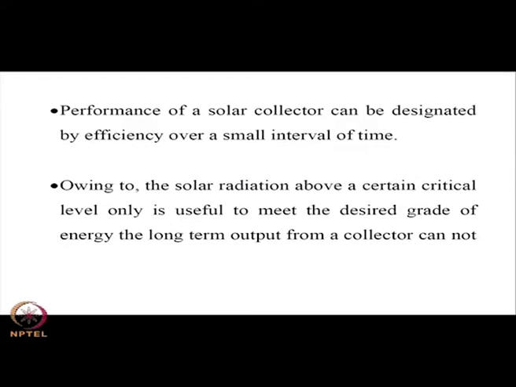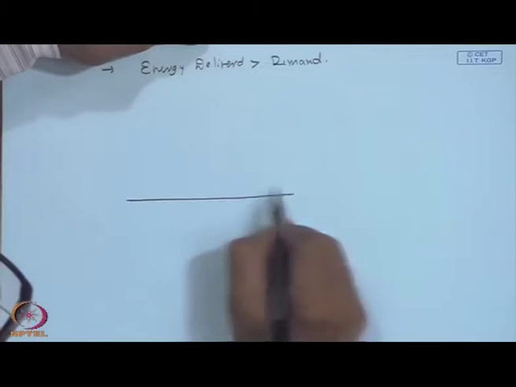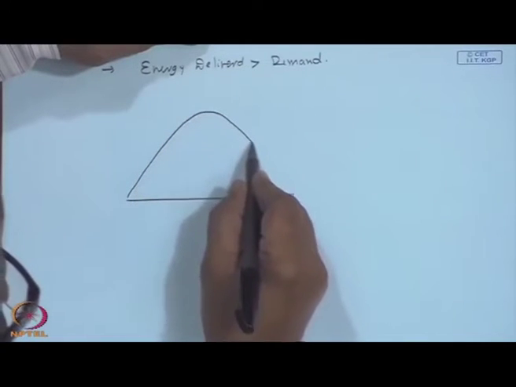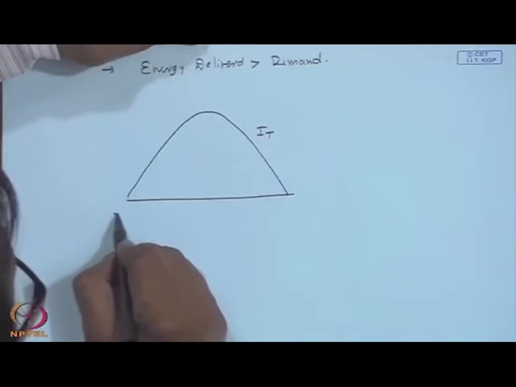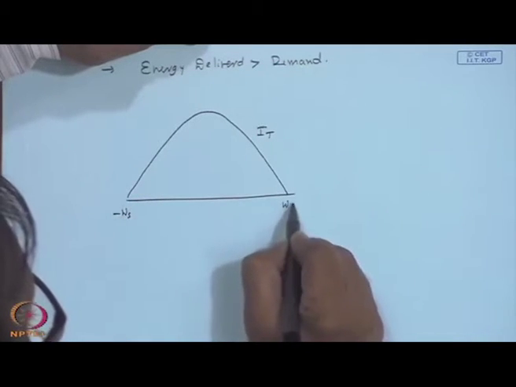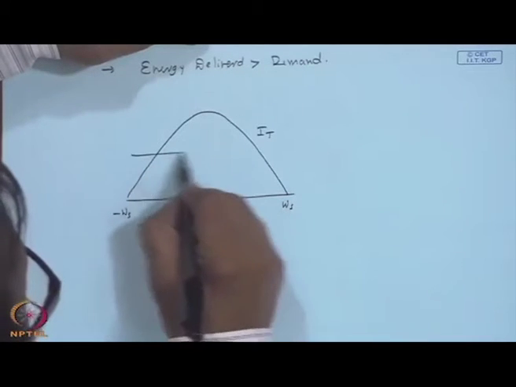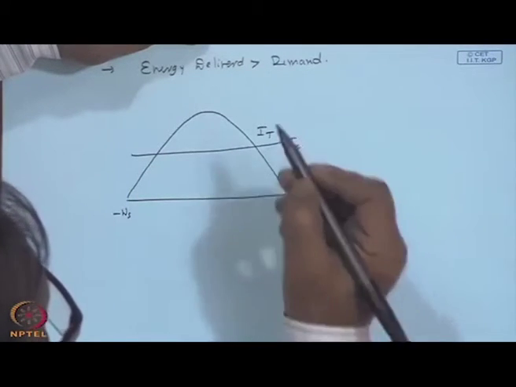So, for a small period of time, we have the efficiency, but if you consider a long period of time, we have to consider the performance over short periods of time continuously for the period of 1 year or 1 month or whatever we want. And the other thing which I was mentioning, if you plot even an ideal day solar radiation profile on the collector surface from the sunrise to the sunset, and this is my so called critical radiation level.